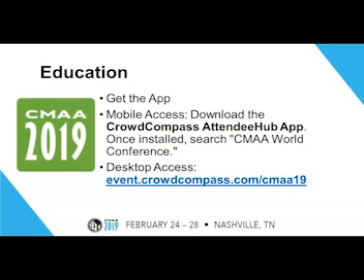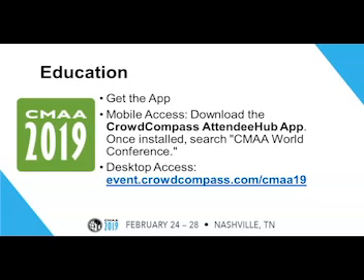You would just go to either your mobile app store, whatever your particular service is, or your device is, and search for Crowd Compass Attendee Hub. Once that's installed, you would search for CMAA World Conference, and then you'll click on there, and it'll download. You only need to do that once. So once you do that, you'll have it on your phone. Any updates will automatically go in. If we change a time, if we add presentation materials or something like that, it'll automatically go in.